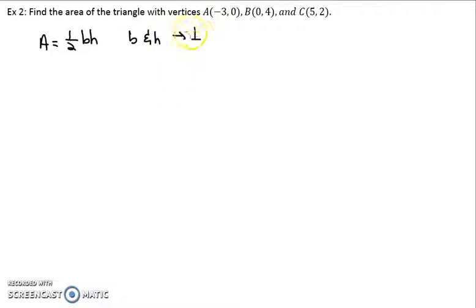So this idea of perpendicular, we can use the distance between a point and a line. We can make it the distance between one of our vertices and one of the sides, and that's going to give us a perpendicular segment, so that's going to give us the height of the triangle. So just to get an idea, just a rough sketch of where these things are, negative 3, 0, 0, 4, 5, 2, looks something like that. Again, just a rough sketch.